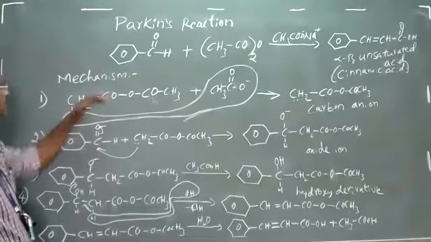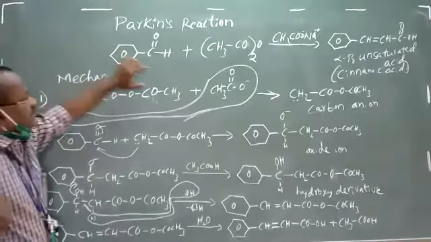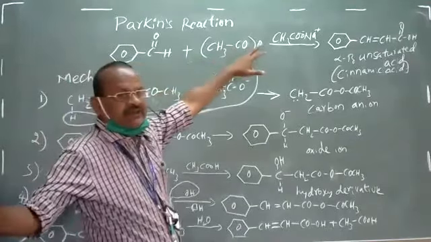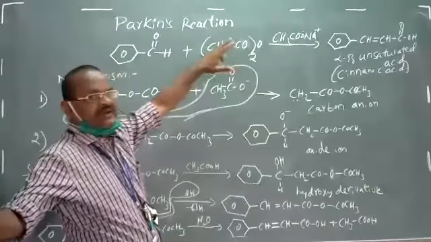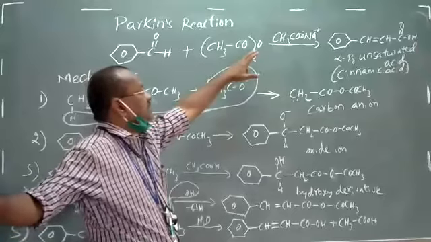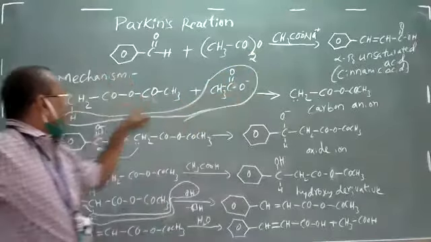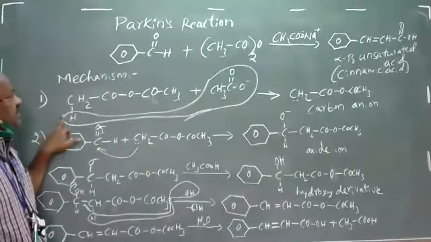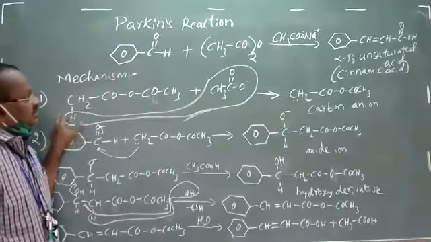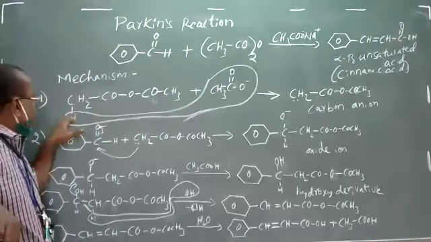So I'll just repeat it once again. In the first step of the mechanism, the sodium acetate you are using will split up into Na plus and CH3COO minus, that is acetate ion and sodium salt, and that acetate ion abstracts alpha hydrogen from this acetic anhydride. The same acetic anhydride I have written in this fashion so that its understanding is very easy.